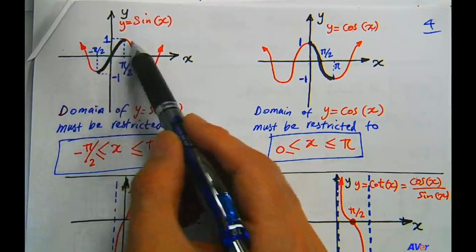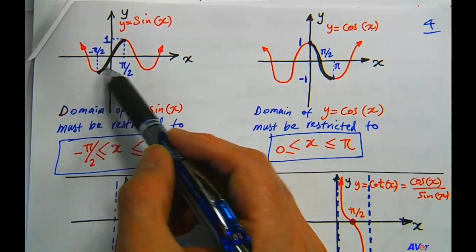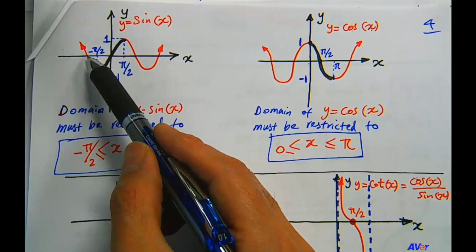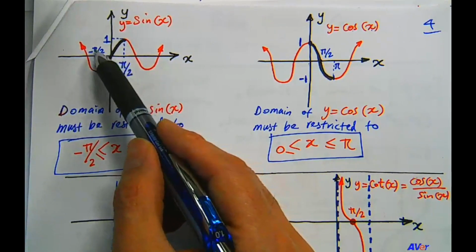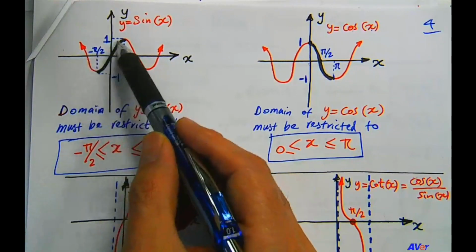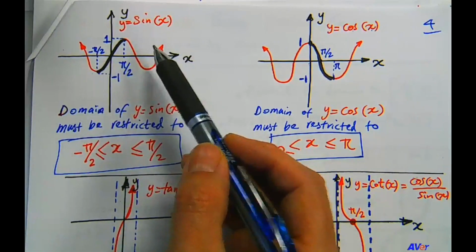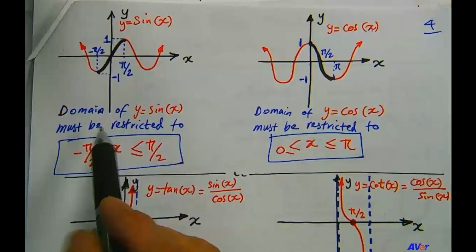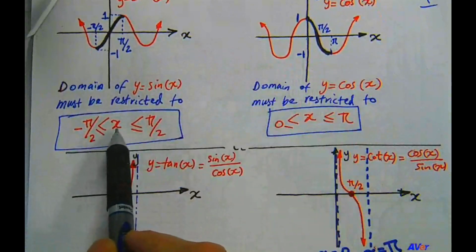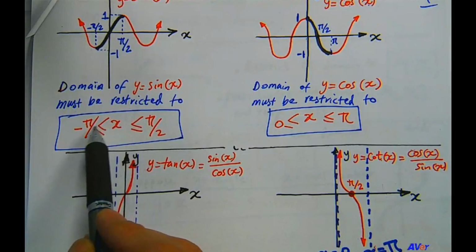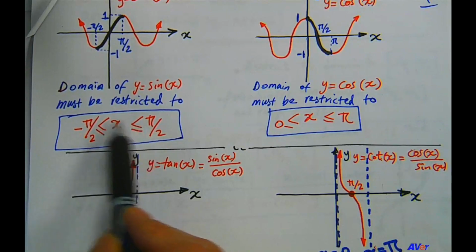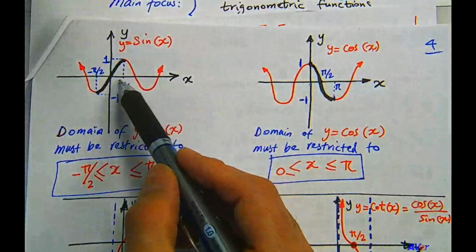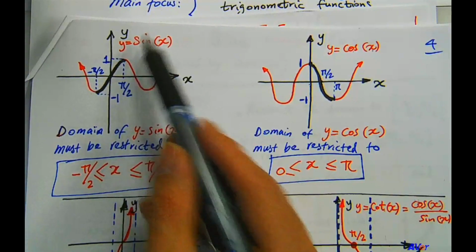That way a horizontal line can intersect that segment of this curve at only one point, which means that once we restrict the domain to negative pi over 2 to pi over 2, the sine of x function is one-to-one, therefore it has an inverse. So this is from that. And right here, you can see that restricted domain, between and equal to negative pi over 2 and pi over 2. So just a quick mention, this is referencing the domain of the sine function.